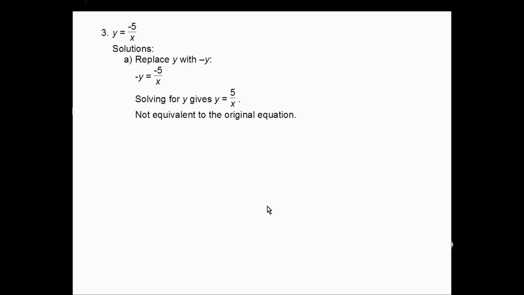Number 3. I have y equals negative 5 over x. Okay, for part A, we're doing symmetry with respect to the x-axis. So replace y with negative y. I have negative y equals negative 5 over x. Okay, to make the comparison to y equals, I'm going to multiply both sides by negative 1. That way I'll have a positive y on the left. If I multiply both sides by negative 1, I get y equals 5 over x, which is not equivalent to the original. So that means I do not have symmetry with respect to the x-axis.